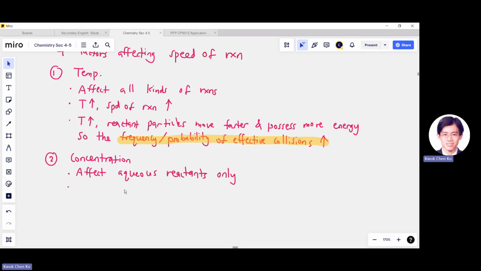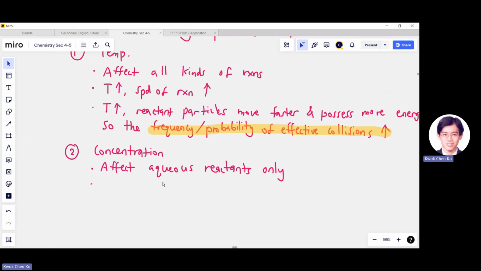All right, let's continue with this. So how does concentration affect speed of reaction? Very simple. Concentration increases, speed of reaction increases. Sorry, let me be a bit more specific: it must be reactant concentration.